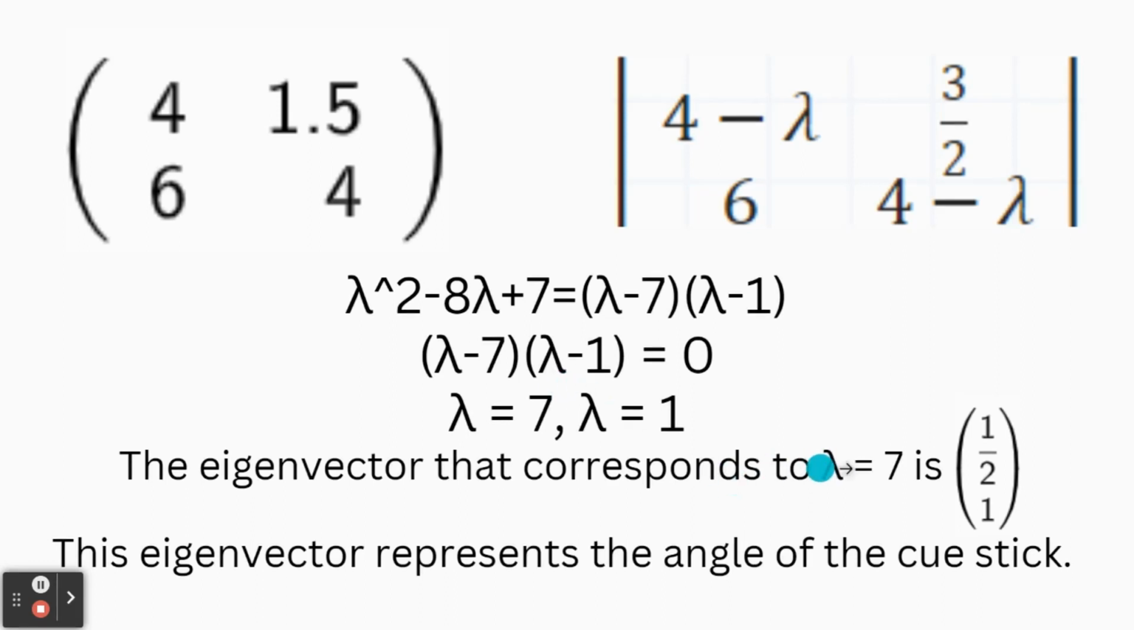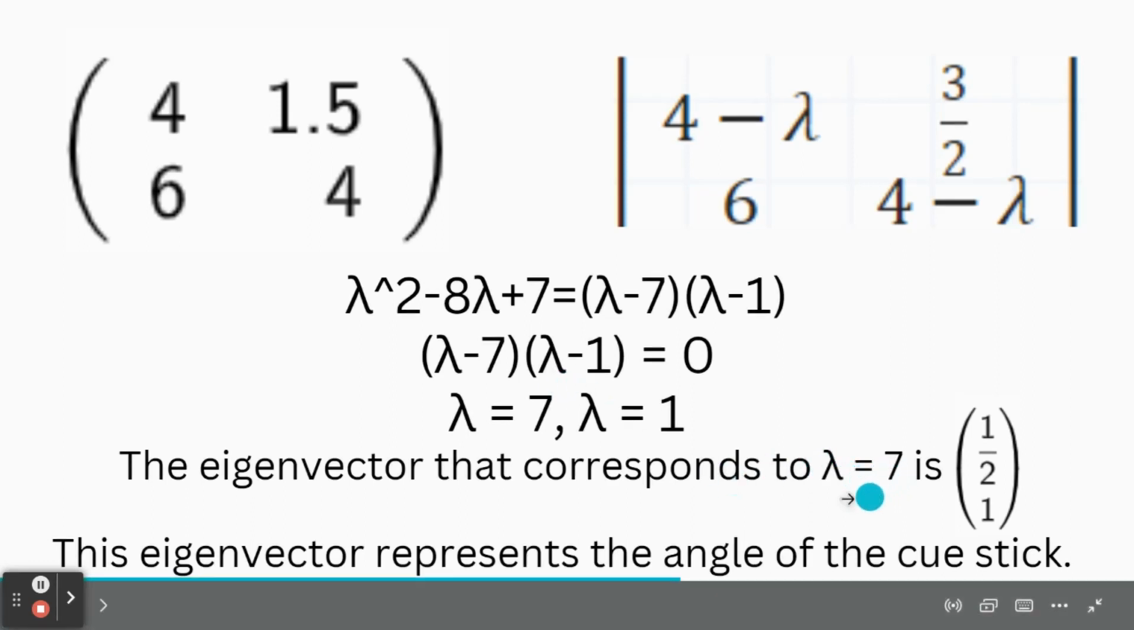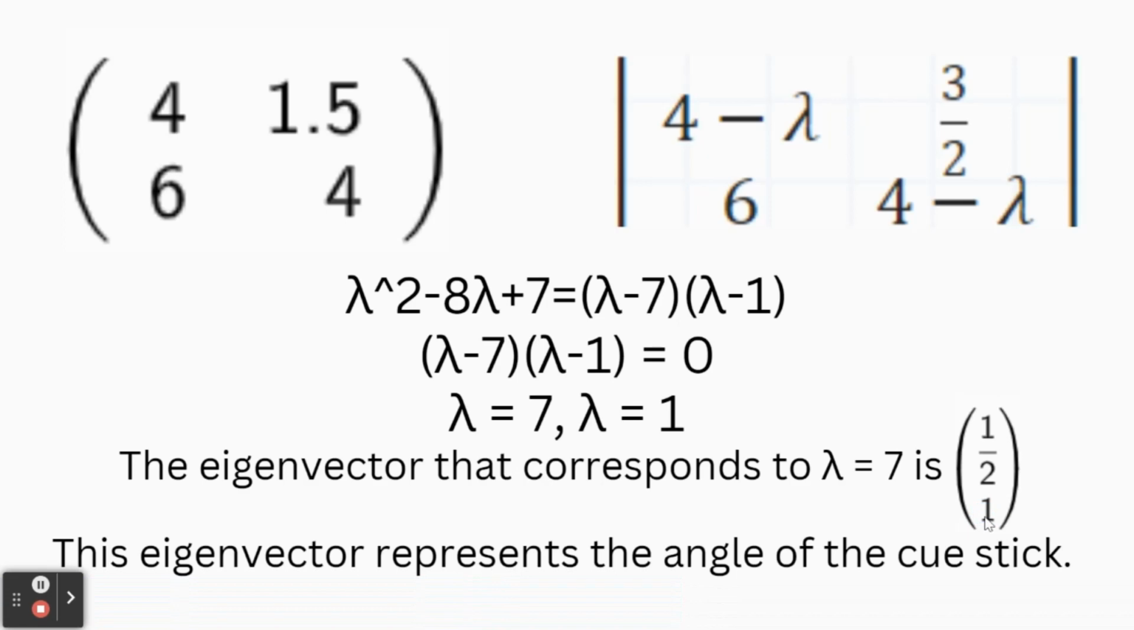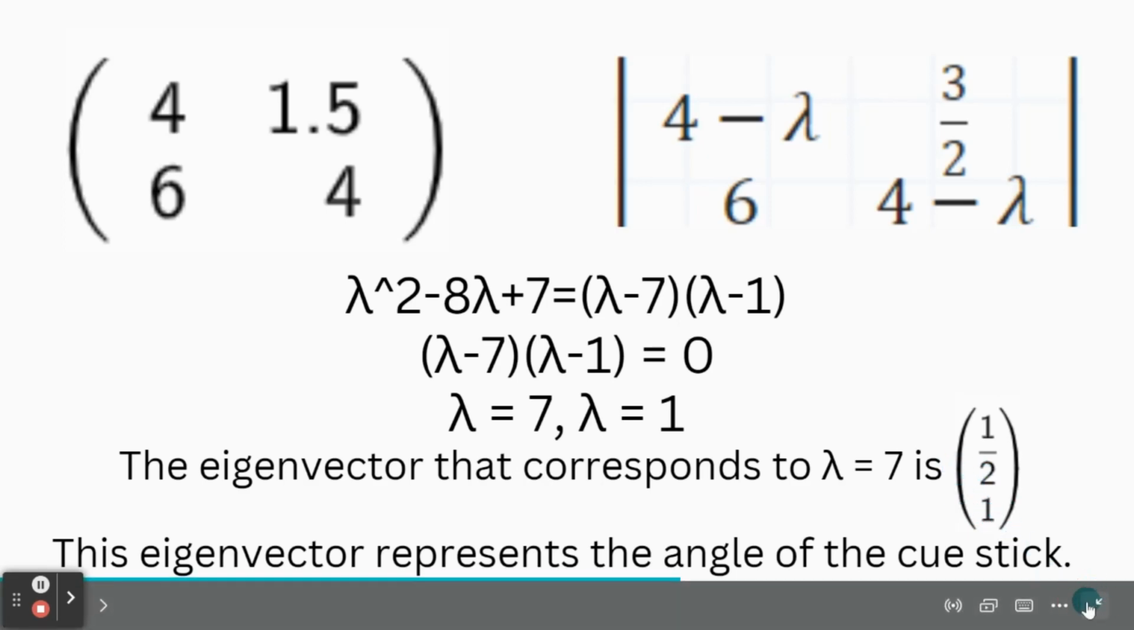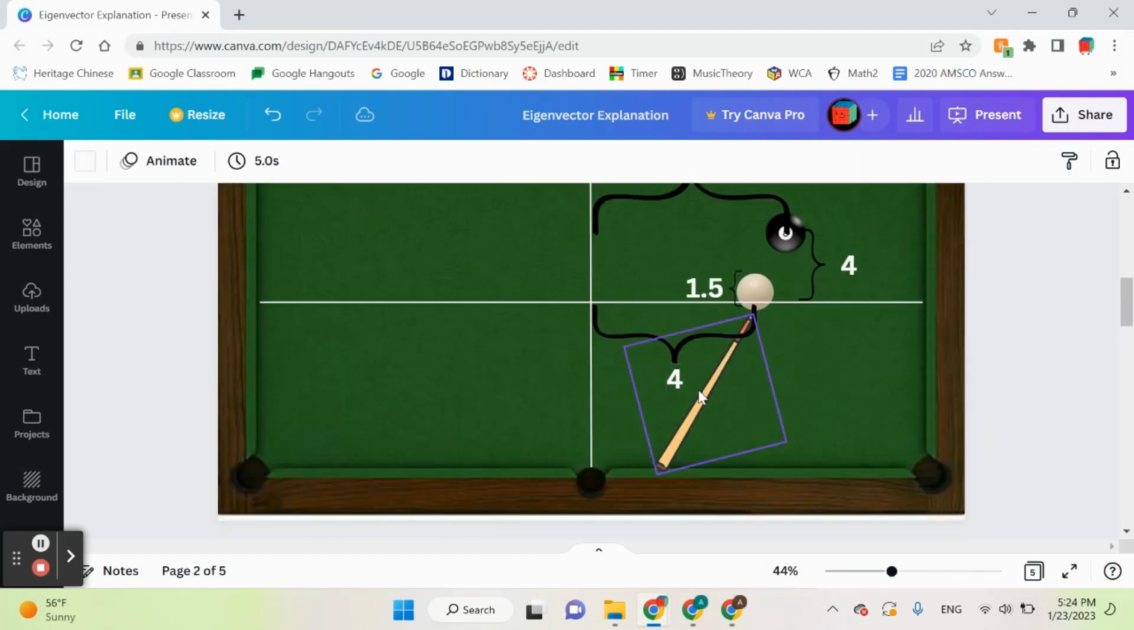Once we have lambda equals 7, we can solve for the eigenvector that corresponds to that. And that eigenvector is (1/2, 1). Now, what does this (1/2, 1) mean? It is the angle of the cue stick during the shot. So let me show that right here.